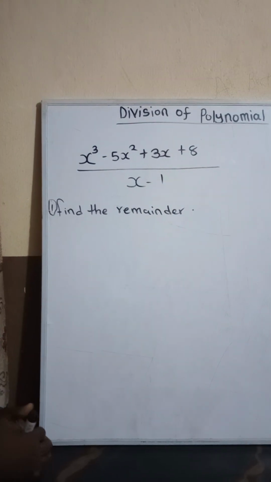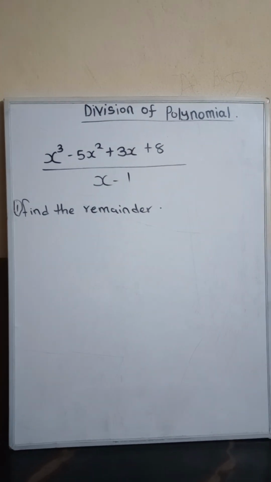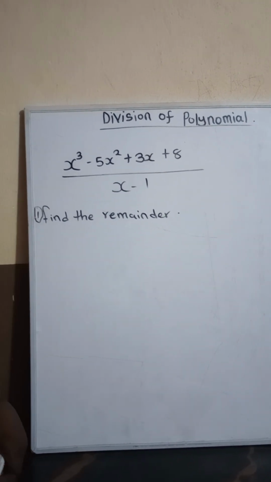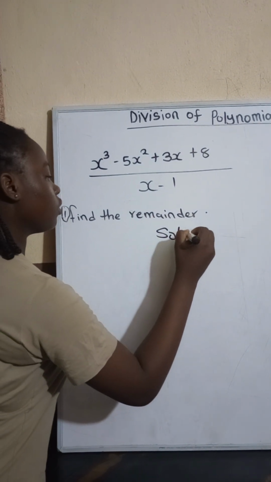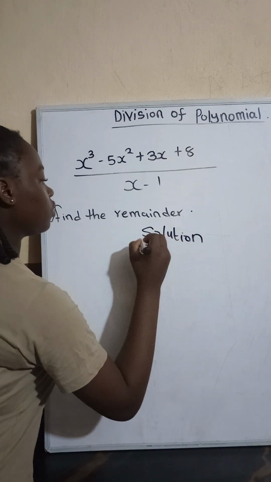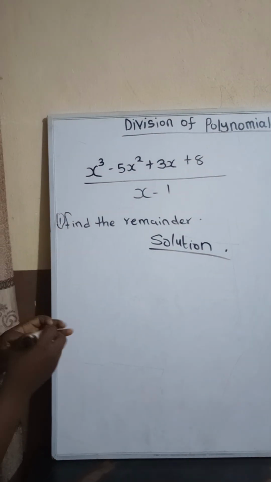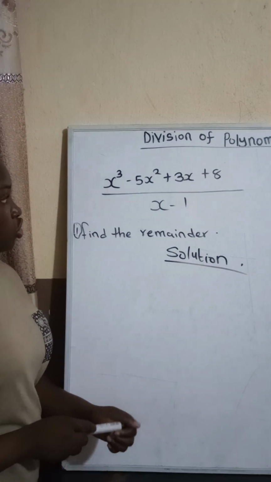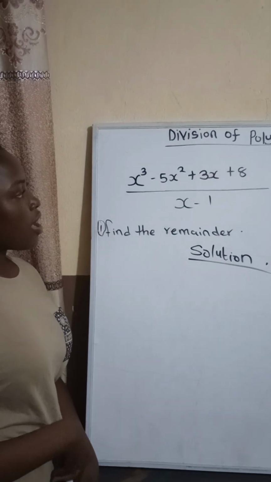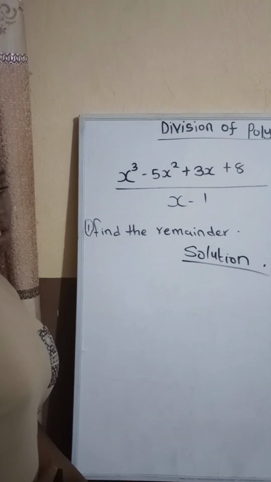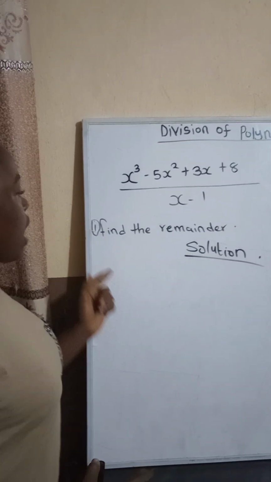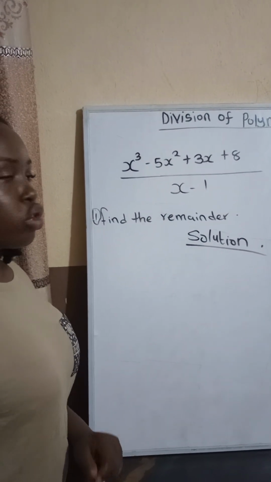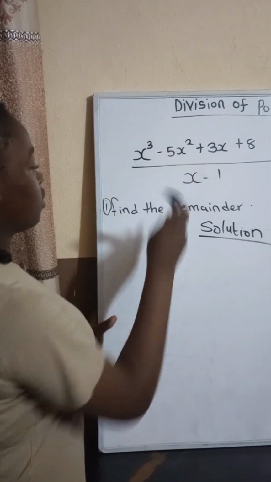The topic we have on the board today is division of polynomials, and we are going to be solving this question on the board today. Solution. We are given x cubed minus 5x squared plus 3x plus 8 divided by x minus 1. We are asked to find the remainder. So we are asked to use this to divide this.